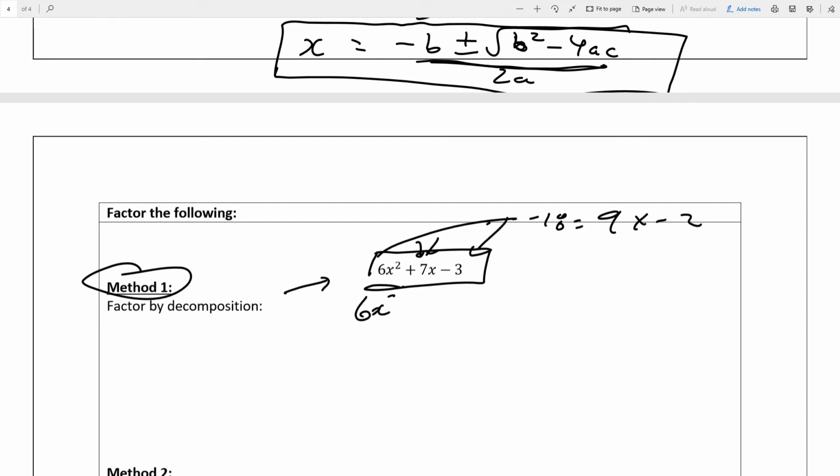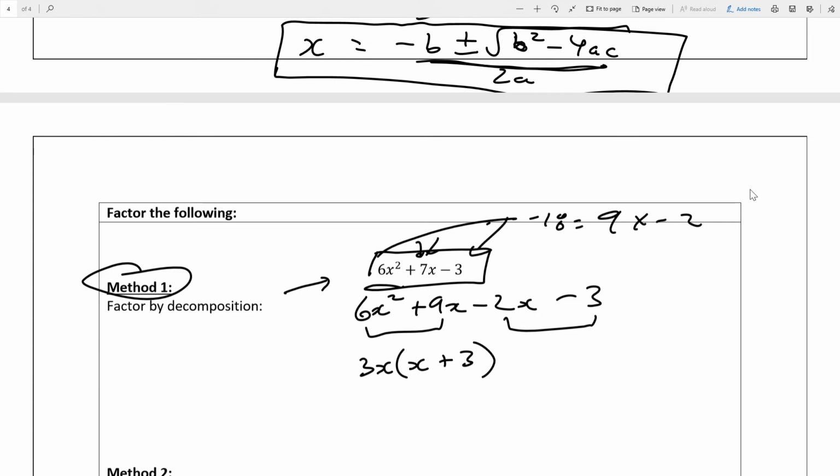Okay, so we're going to decompose it. Plus 9x minus 2x, so these two add up to 7x minus 3. And then, of course, we group these and these, factor out the common factor between the two, factor out negative 1. Between these two, this should be 2. And then factor out 2x plus 3 from both, and you're left with 3x minus 1.